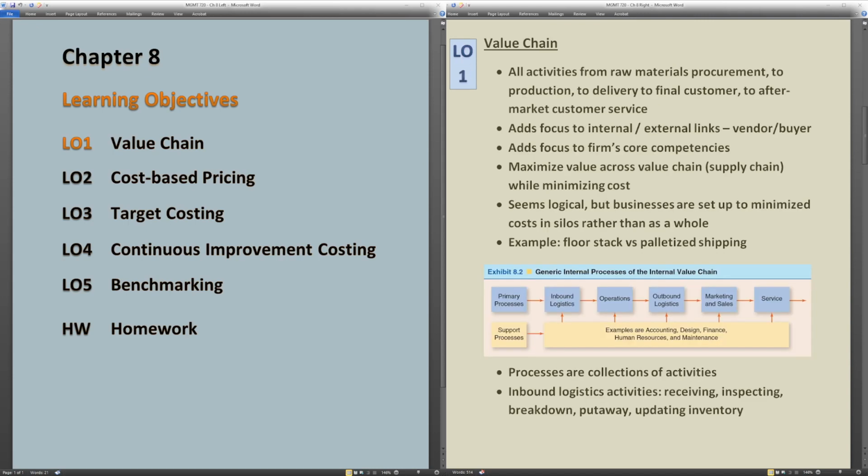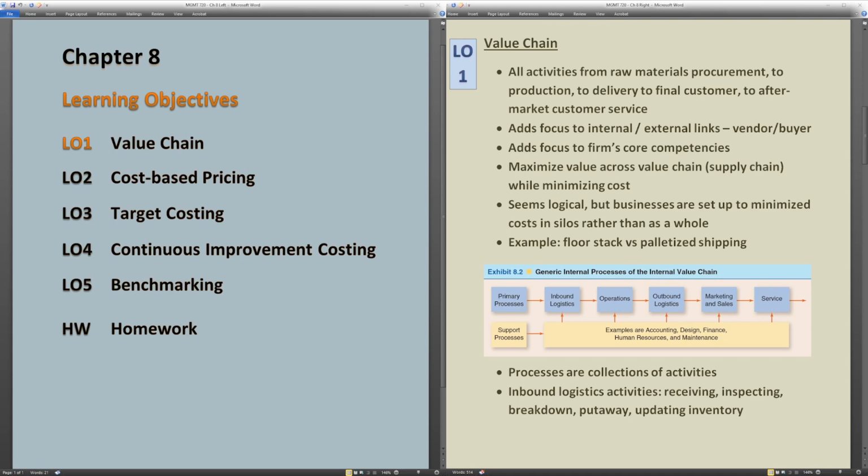In general, this chapter has a couple of small calculation type questions, not too many. I would say there are probably a few more than the last chapter, but they're not very difficult. Maybe one or two are a little more complicated. Most of this is going to be sort of knowledge base, and so most of these learning objectives are going to be covering various aspects of pricing and costing.